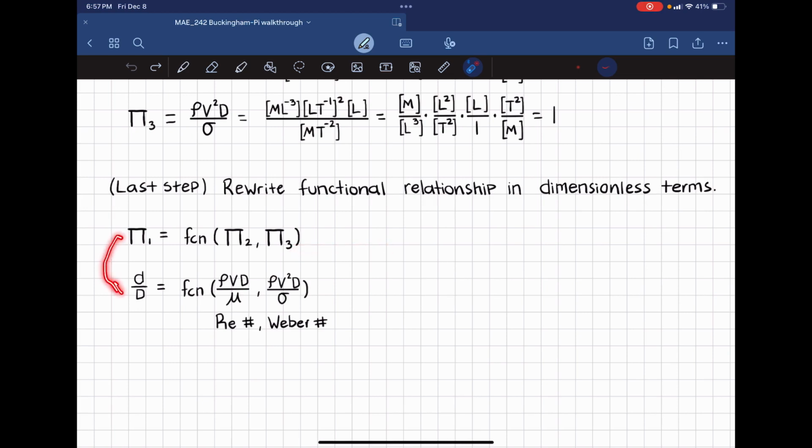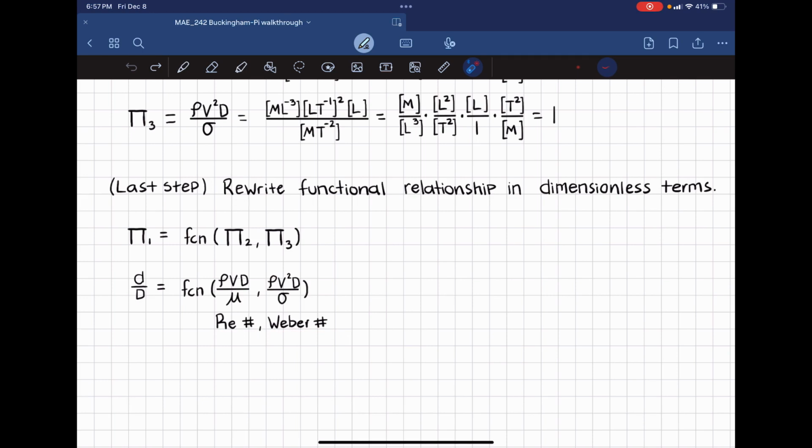This, we're going to rewrite it here in terms of the actual variables. So pi 1 is lowercase d over d. That is going to be equal to some function of rho v d over mu, comma, rho v squared d over sigma. So we can actually say that pi 1, or d over d, is equal to some function of the Reynolds number and the Weber number. So that, in short, is how you solve a Buckingham Pi theorem problem.